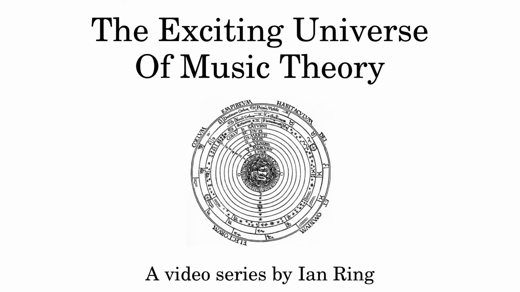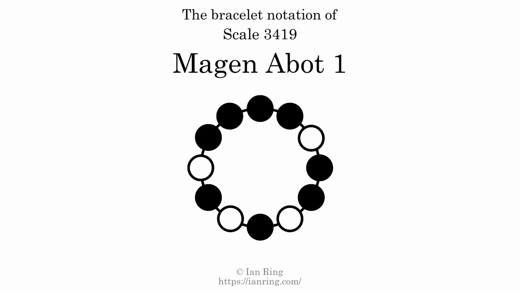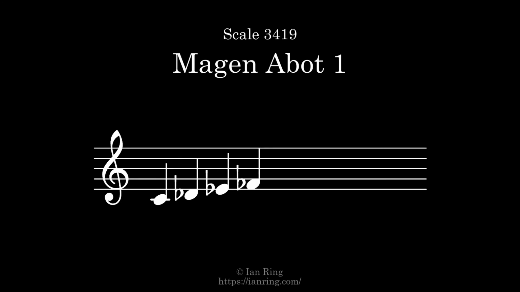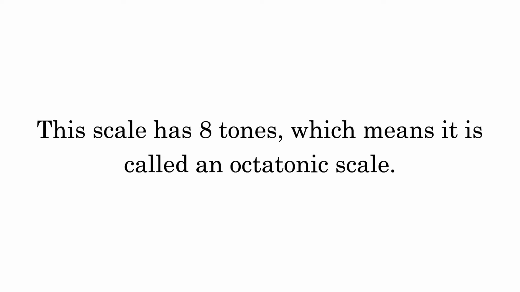Welcome to the exciting universe of music theory. Are you ready to learn? Then let's begin. Today we will talk about Scale 3419, Magen Abot 1, which sounds like this. This scale has 8 tones, which means it is called an octatonic scale.